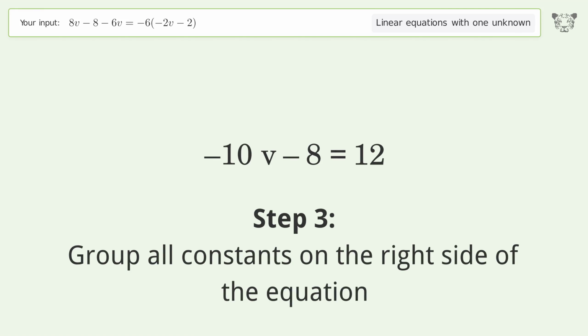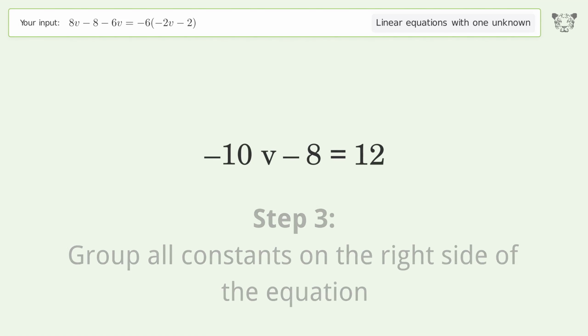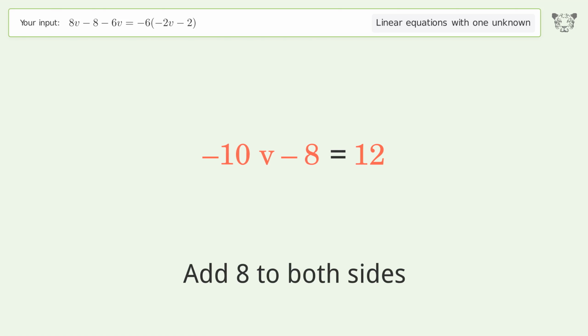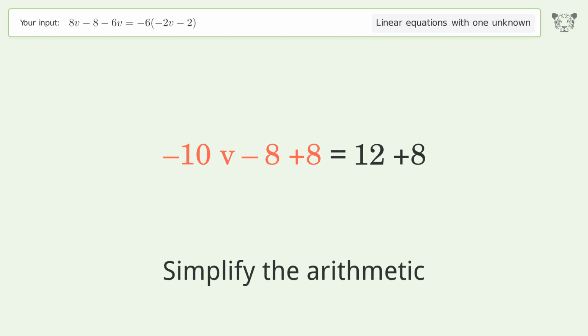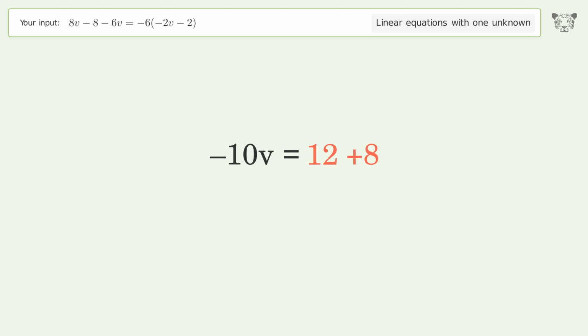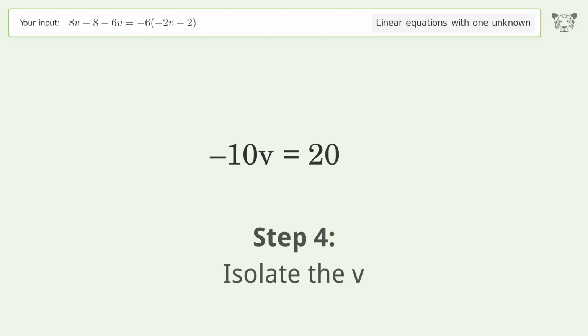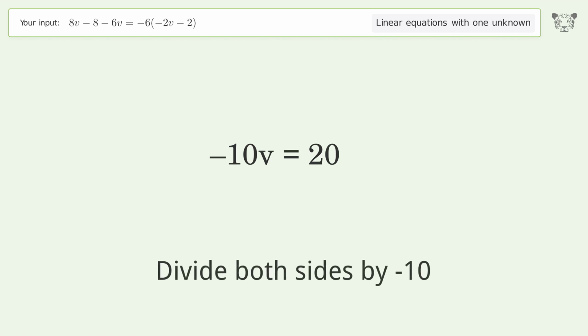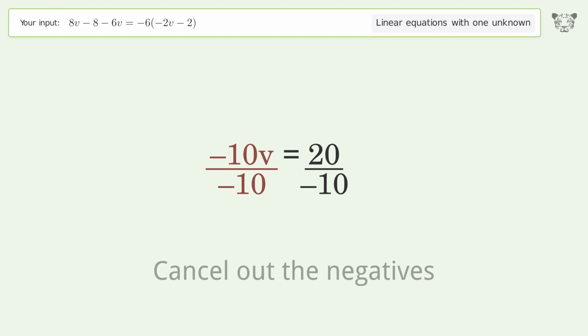Group all constants on the right side of the equation. Add 8 to both sides. Simplify the arithmetic. Isolate the v. Divide both sides by -10. Cancel out the negatives.